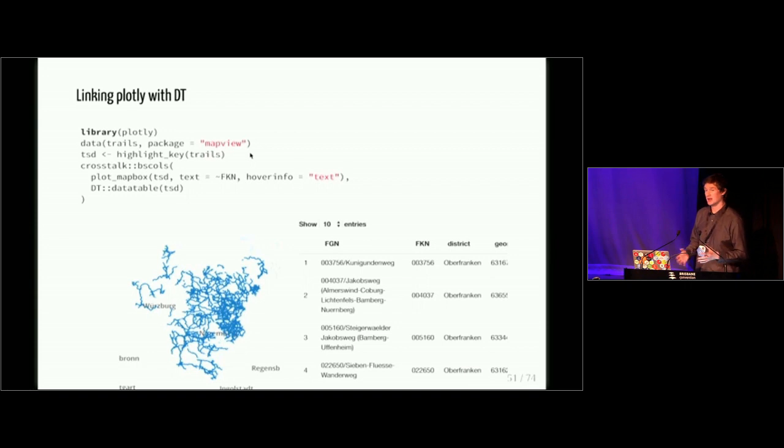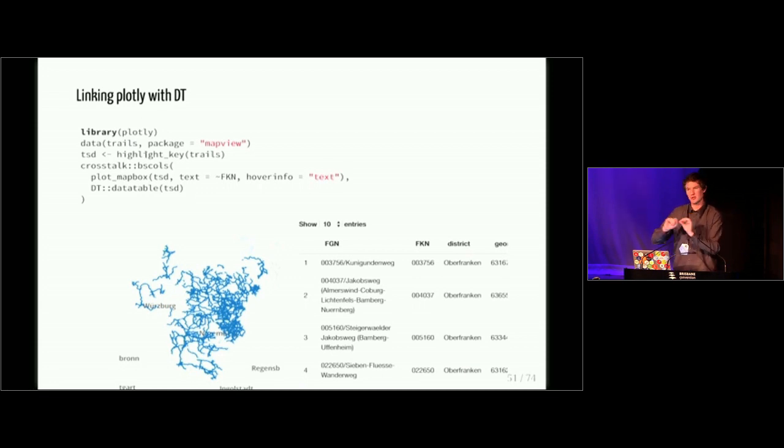So here's how I could link Plotly to the DT package. And I'm also going to, in this example, load a useful data set from the mapview package. mapview is also a very awesome interactive mapping library that focuses just on mapping. So I'm going to load up the trails data set, use the highlight key function again, and this trails data set is actually an SF object where each row is going to correspond to a bike trail.